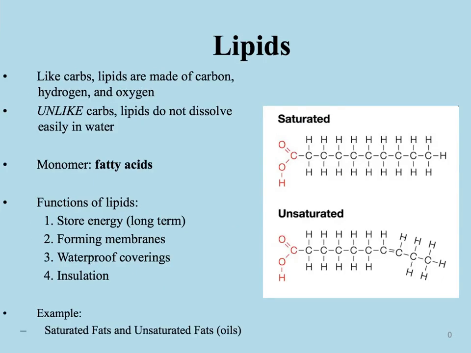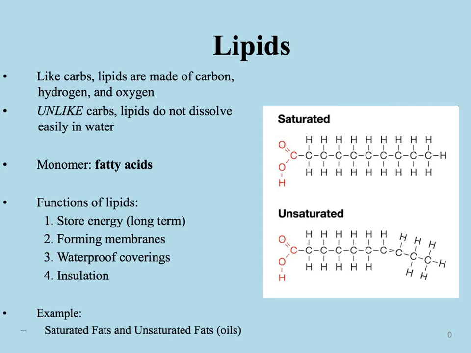All right, so that brings us to lipids. Lipids, if you notice, also consist of carbon, hydrogen, and oxygen. Lipids are probably the easiest macromolecule to identify because they form these long chains of carbons. There are two types of lipids that you need to know: saturated and unsaturated.